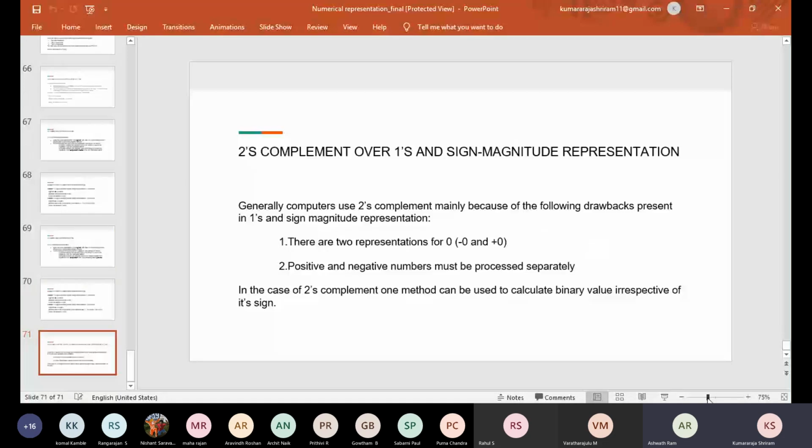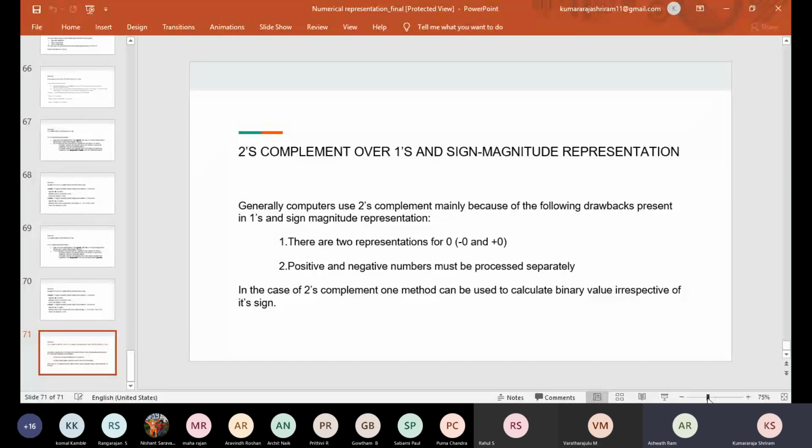Why we use 2s complement over 1s complement and sign magnitude is that in 1s complement and sign magnitude, there are two representations for 0, minus 0 and plus 0. So there are two different binary values which give you two representations for 0. This is actually not needed. The other main issue is that positive and negative numbers, as discussed above, must be processed separately.